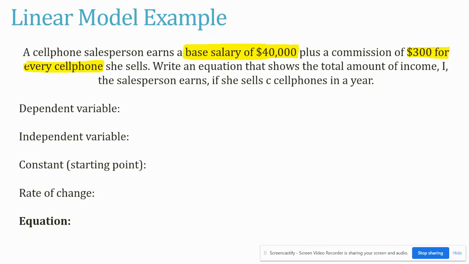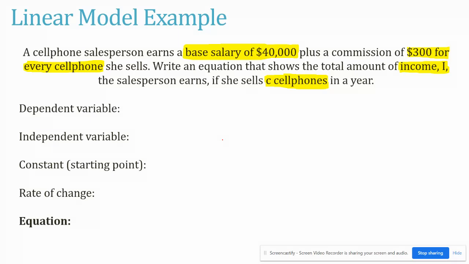We want to write an equation that shows the total amount of income I. So the income is going to be I. Income is how much money she's going to make. And then how much money she's going to make if she sells C cell phones. So it's literally telling us what variables we want to use here. So we have to use those variables. If they don't tell you, then you can use your own. But if they do tell you, make sure to use their variables.